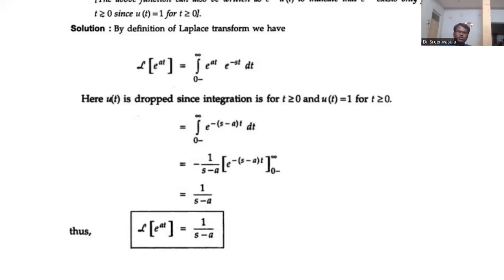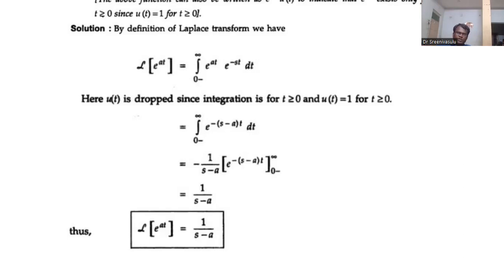In place of a, we have s minus a. We substitute the limits. We get the upper limit, e power minus of s minus a into infinity, minus e power minus of s minus a into 0. Here it is not written out, but whenever you practice, you need to substitute the limits and write this. Now the importance of the ROC is here.